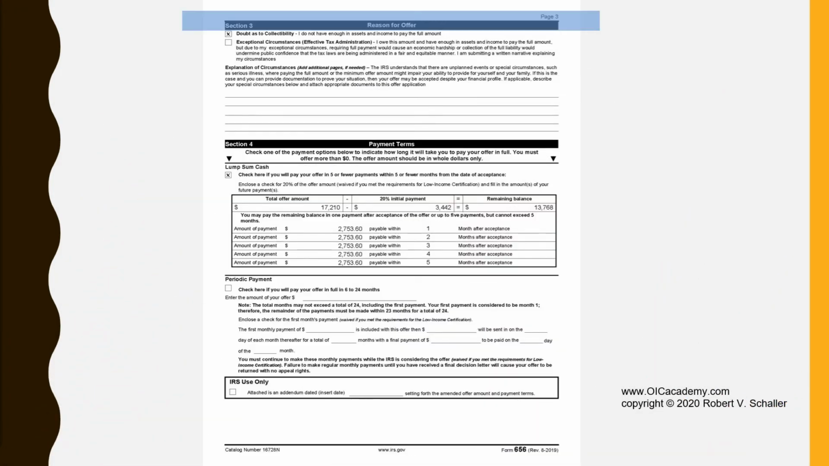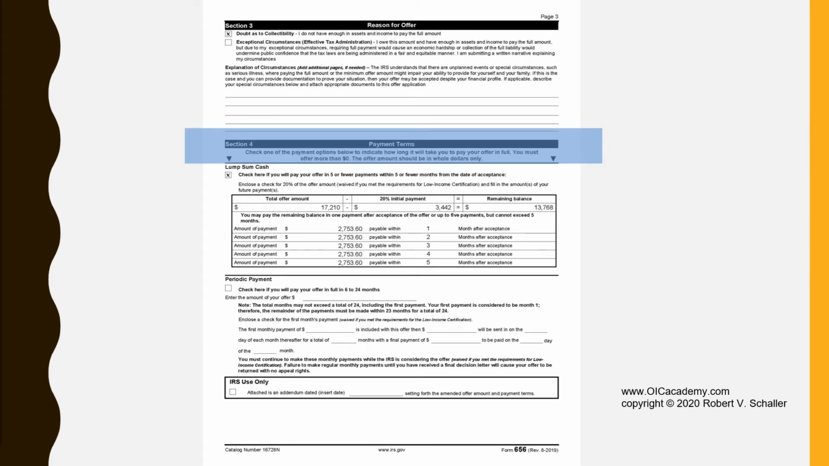Now let's look at Section 3, which is the reason for the offer. At the top of this page, which by the way is page 3 of Form 656, so we have eliminated page 2 for this video, Page 3 starts out at the top with Section 3, reason for the offer. And you have two reasons there. The first one, the one checked on this form, is doubt as to collectability, simply saying I do not have enough in assets and income to pay the full amount of the tax liability. The second box is exceptional circumstances, or what we learn in other classes is effective tax administration.